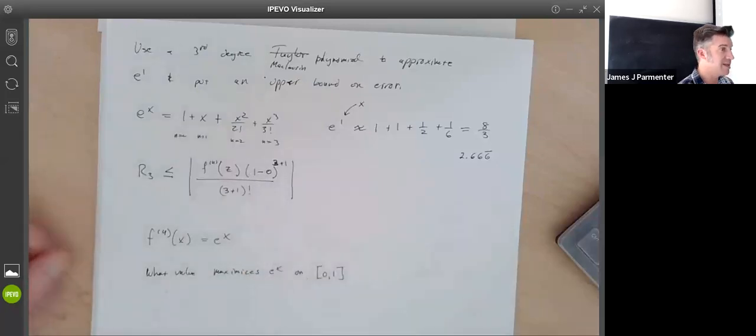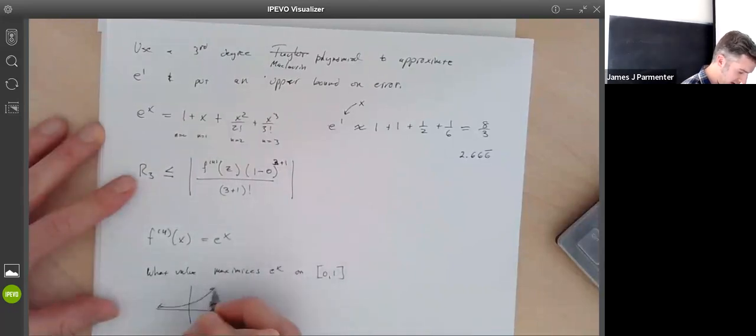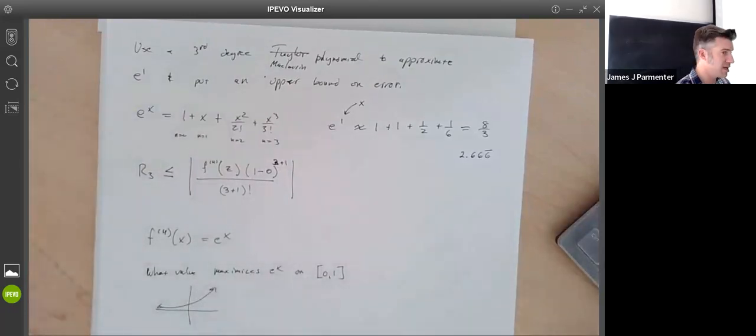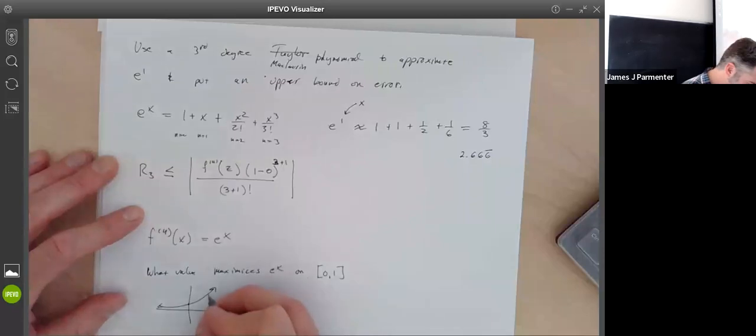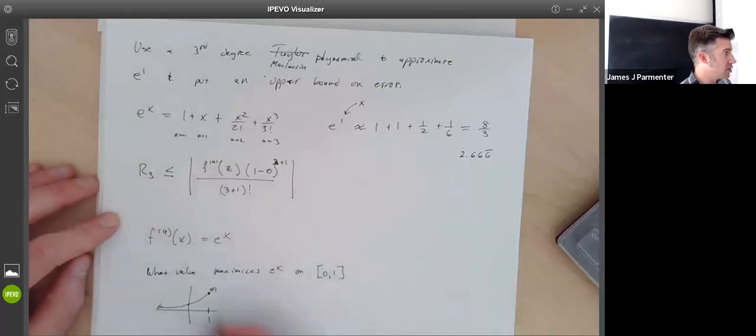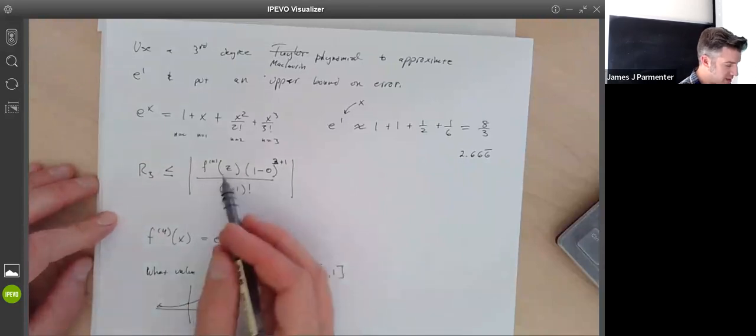Okay, e to the x is an increasing function, right? e to the x looks like that. So what value of x am I going to plug in that's going to make it the biggest? I know you all want to say it. No, nobody wants to say it. Okay, I'm going to pick 1, because if I plug in 1, that's going to make this function the biggest. So I'm trying to maximize this fourth derivative.